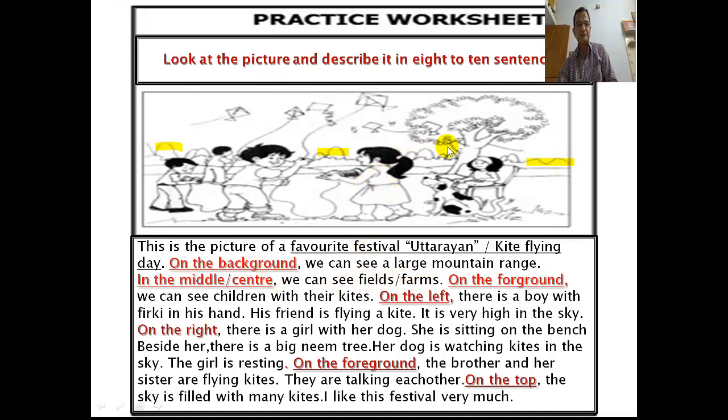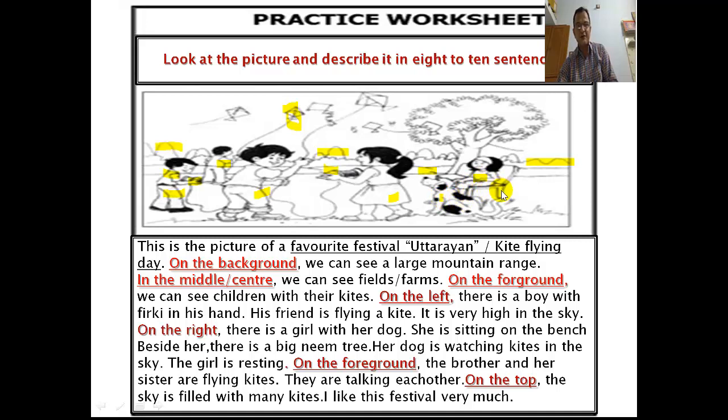On the left side, a boy with a firki, that is here, firki in his hand. His friend is flying a kite. It's very high in the sky, very high. Now on the right, here, a girl with her dog, and she's sitting on the bench. Beside her there is a big neem tree. Now a dog is watching kites in the sky. The girl is resting.